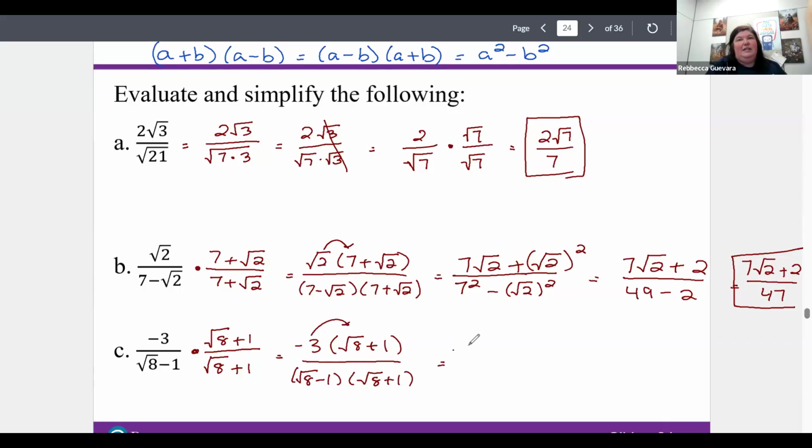If I distribute this, that is negative 3 square root of 8 minus 3. On the bottom, square root of 8 times square root of 8 is going to be 8, minus 1. Square root of 8 squared is just going to be 8, and the square of 1 is just going to be 1. So we square the square root of 8 and we square the 1, and it's the difference. So we end up with negative 3 square root of 8 minus 3, over 7.